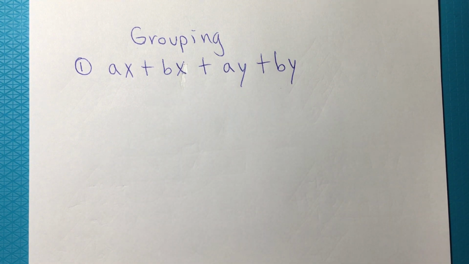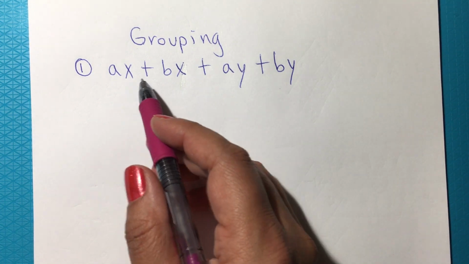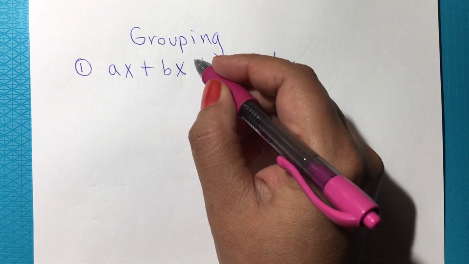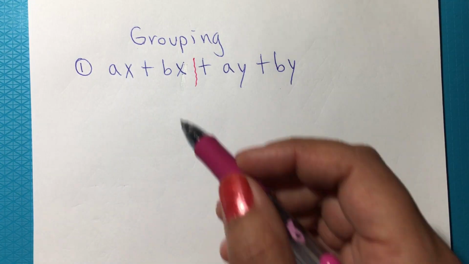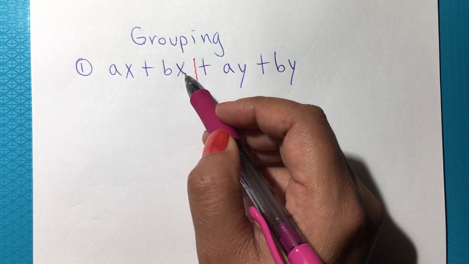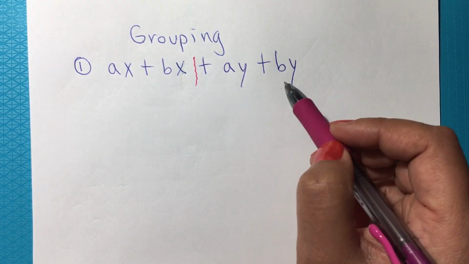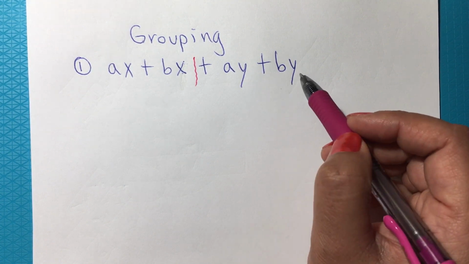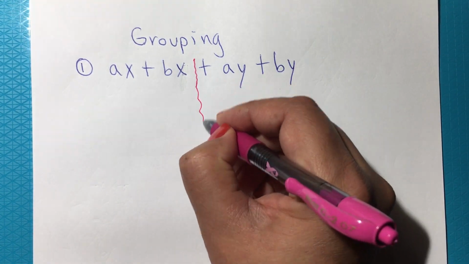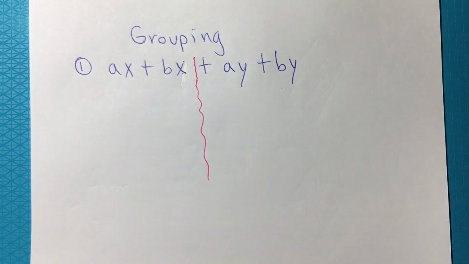What is grouping? Grouping just means that you look at the polynomial that you have and then you group them, and you group because they have a factor in common but not with the other ones. However, the other group have a different factor in common. And so let's group them. We'll group them into two groups.